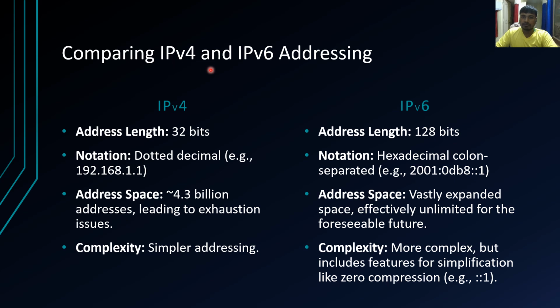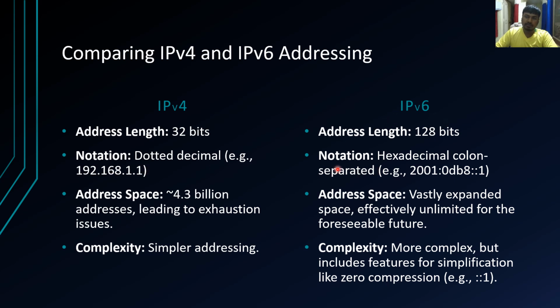Let us compare the IPv4 and IPv6 addressing. On the left side, you can see IPv4 and on the right side, you can see IPv6. The address length for IPv4 is 32 bits, whereas the address length for IPv6 is 128 bits. The notation for IPv4 is dotted decimal, as you have seen previously as well. The example is 192.168.1.1. This is one of the examples. There are many more.